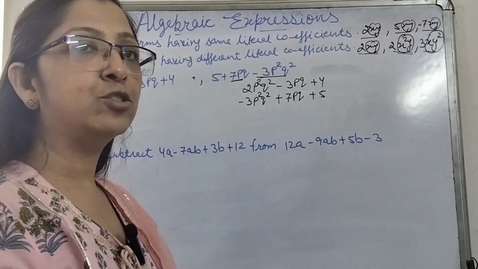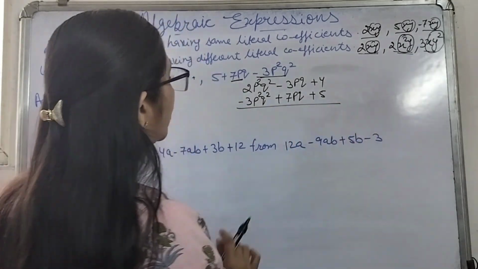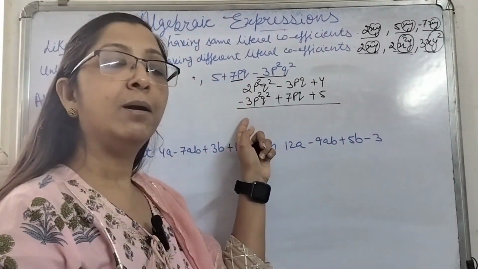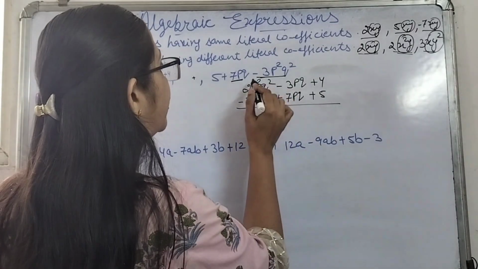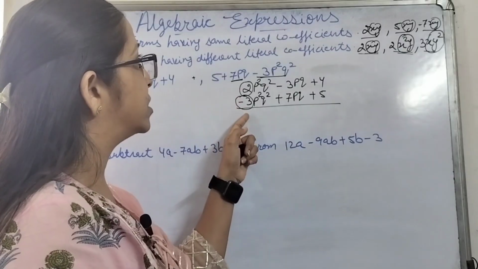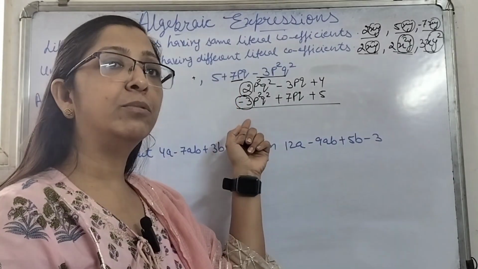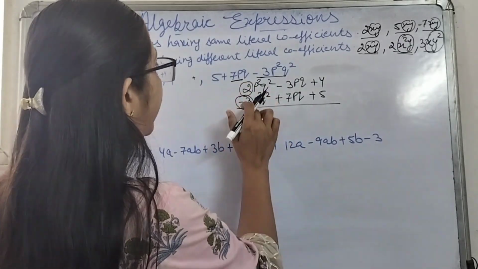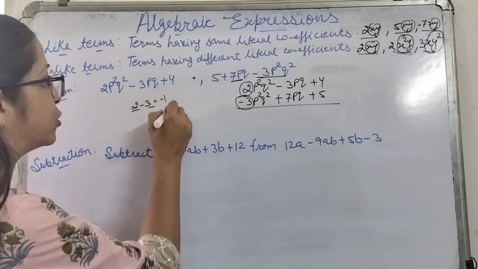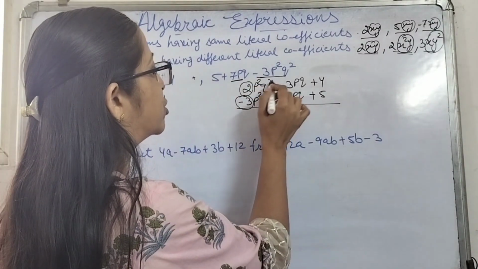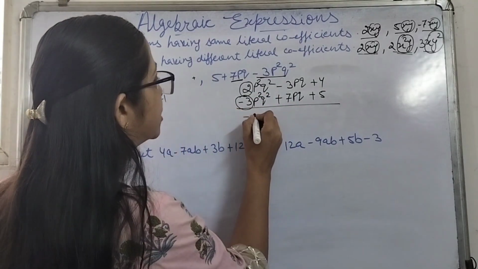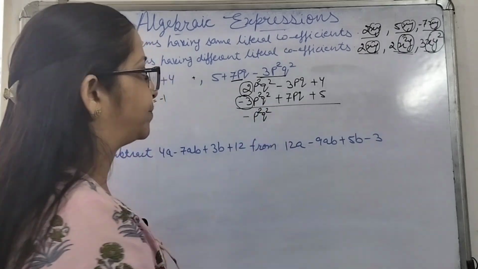Now we will be adding these two algebraic expressions. Over here we can see 2 and minus 3. We will simply be working on the numeral coefficients only. If we add 2 and minus 3, we will get minus 1. And p square q square is the literal coefficient, we will keep it as it is. So it will be minus p square q square.